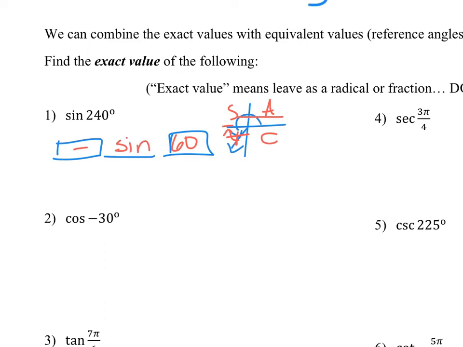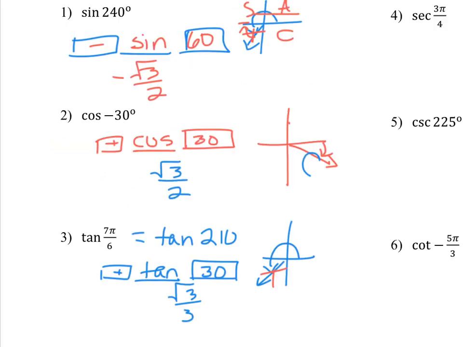Okay, so sine of 240 is the same as negative sine of 60. Now, if you look up at your chart, you know the sine of 60 is radical 3 over 2, so it's negative radical 3 over 2. That's it. That's all you have to do. So try for cosine and tangent, and then we'll do secant, cosecant, and cotangent.